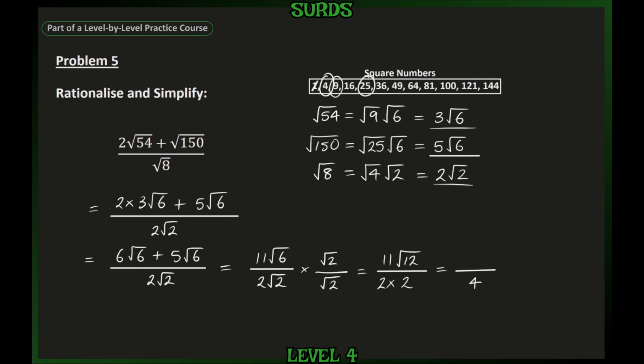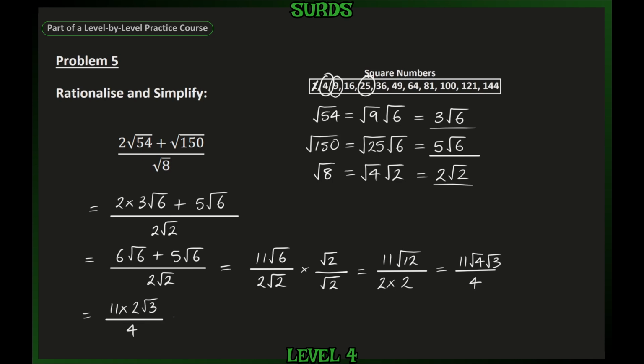On our numerator, we need to check to see whether we can simplify it any further, and whether we can split the 12 up into two numbers where one is a square number. And we can, because 12 can be written as 4 times 3, and 4 is a square number. So this becomes 11 times the square root of 4 times the square root of 3. Now the square root of 4 is 2. So this becomes 11 times 2 root 3, all still divided by 4.